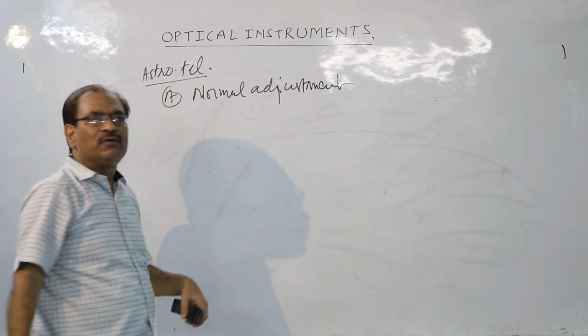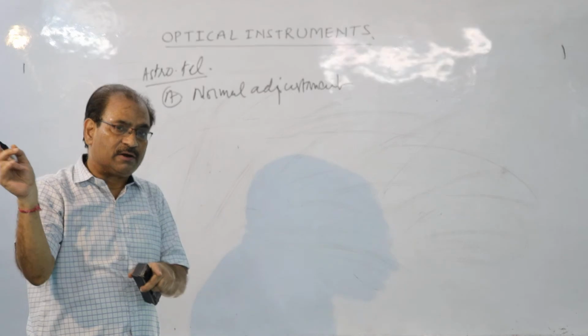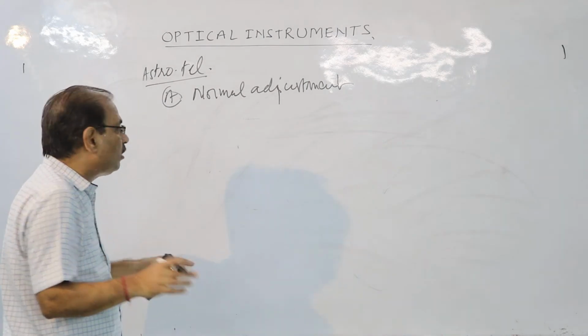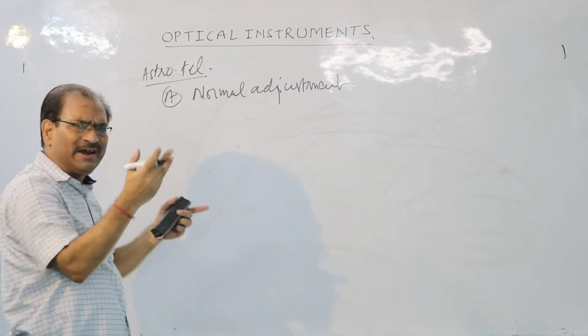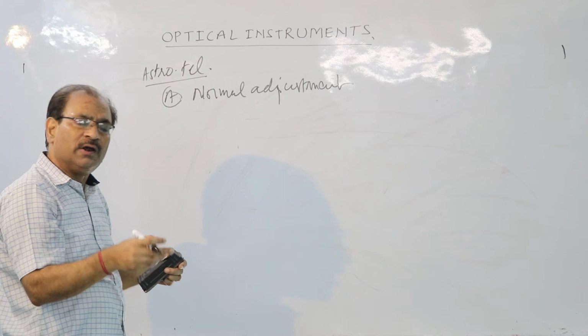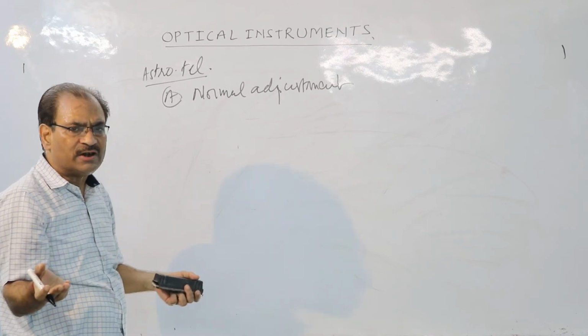That is when the final image is formed at infinite. Children, remember the most important point: this telescope is just the reciprocal of what is called a compound microscope. It is also a combination of two convex lenses.